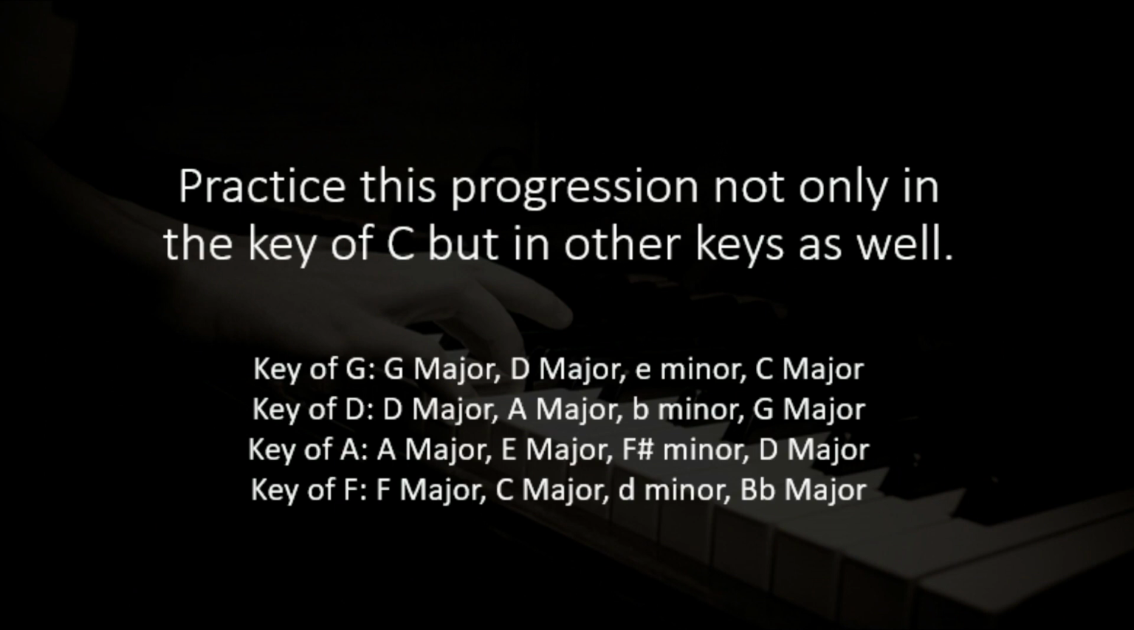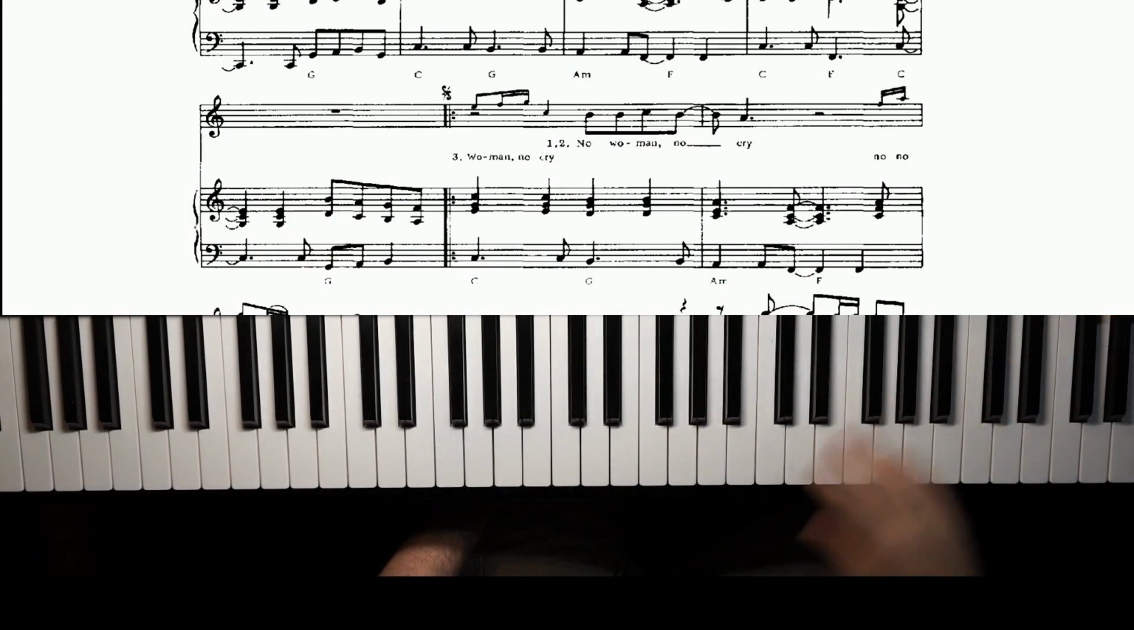Okay, and I want you to practice this progression not only in the key of C, but in other keys as well. So the key of G will be, and go through these keys at least. If you know more about music theory, go through in all the keys you need. But in the key of G, the progression is G major, D major, E minor, then C major. So let me show you just kind of what we're working with here.